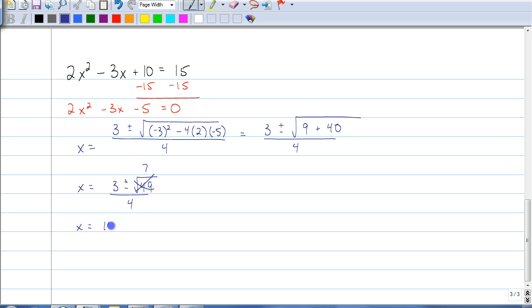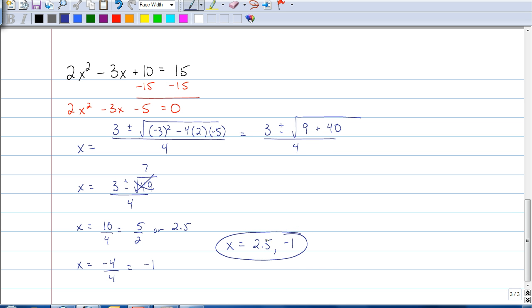So 3 plus 7 gives me 10. Divided by 4, which reduces to 5 halves, or you could write it as 2.5. And then the other part of our answer is that x could equal 3 minus 7. Well, 3 minus 7 is a negative 4 divided by 4 gives me negative 1. So our two answers are that x could equal 2.5 or negative 1.